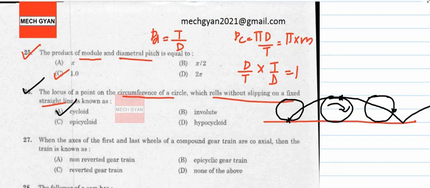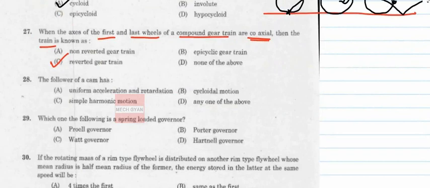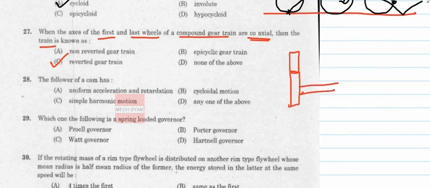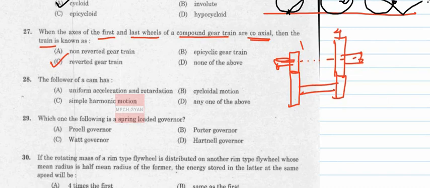Question 27. When the axis of the first and the last wheels of the compound gear train are coaxial, then the gear train is known as reverted gear train. So basically for a reverted gear train, the axis of the first and the last gears are coaxial along the same axis. In an epicyclic gear train, there will be a sun gear, then the planet gear, etc. So answer is C.